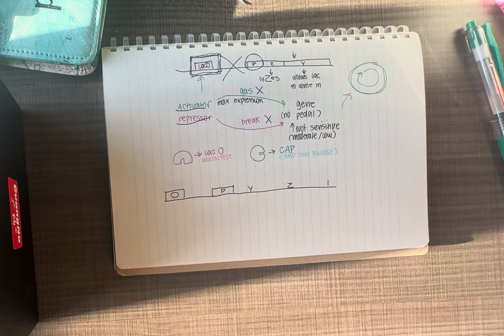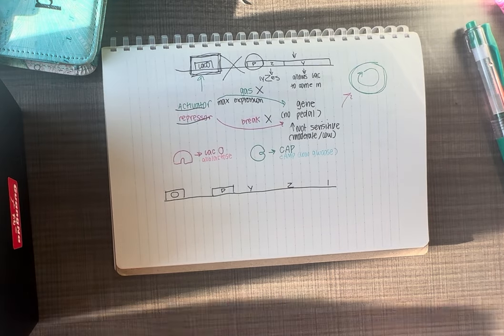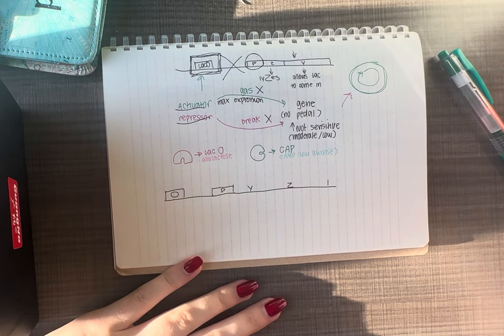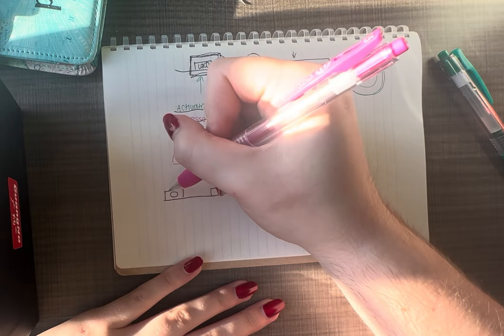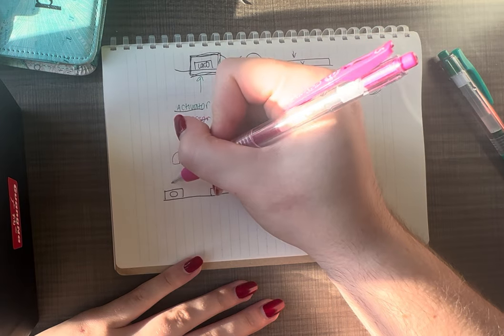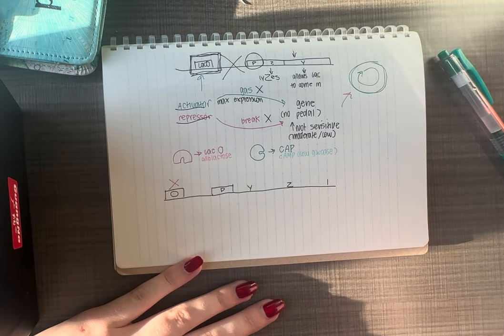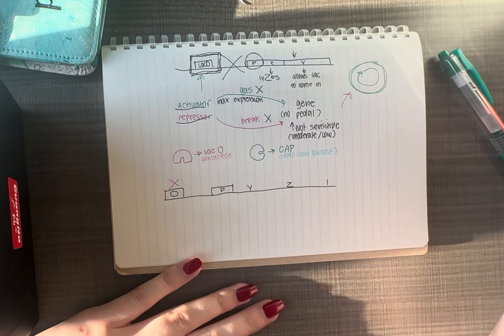So the questions that he will ask you will be pretty similar to the stuff that we ask in class. What if we have a mutation here? What if we have a mutation there? What will happen? What will be the effect on the production of the gene? So let's give you guys a starting example. Let's say we have a mutation here. Let's say the mutation makes it so that we have no LAC-O. I want you guys to pause the video and think about what happened.